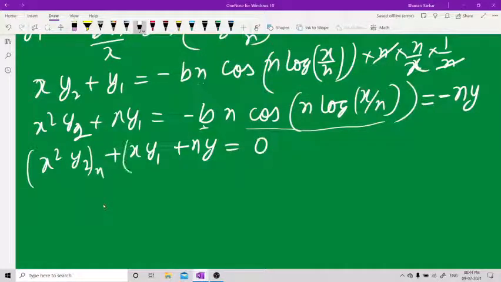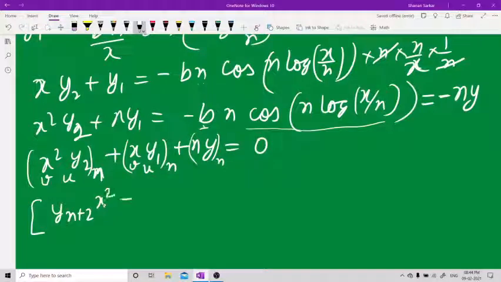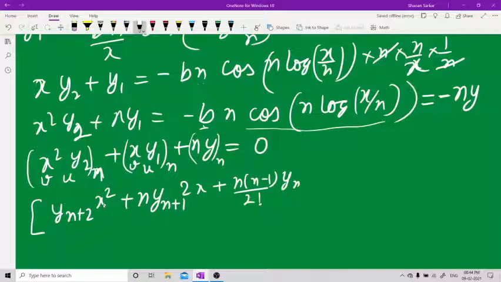Take the nth derivative here also. No problem. Now make this v and make this u, and there is no u here, so no problem. Now nC0, first bracket, start with this. nC0 is 1, y_{n+2}. Introduce this. Now nC1 is n, then y_{n+1} and then into 2x, plus n(n−1)/2! y_n, and the derivative of this is 2. Stop it here now because there is no need.